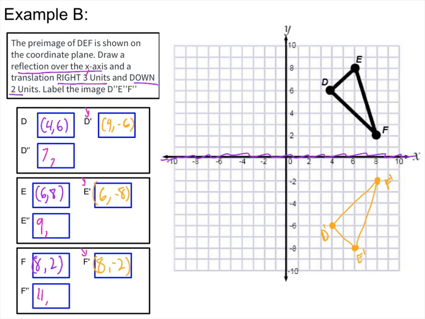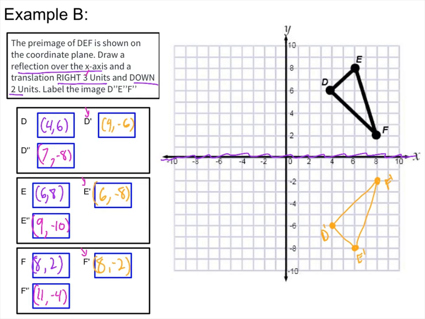The next thing that we're going to be doing is going down 2 units. So we know that's going to be minus 2. So again, we need to be doing that to our prime units. So negative 6 minus 2 is going to be negative 8. Negative 8 minus 2, negative 10. And then negative 2 minus 2 is negative 4. So now that we have all our points, we can attempt to graph them on our coordinate plane.